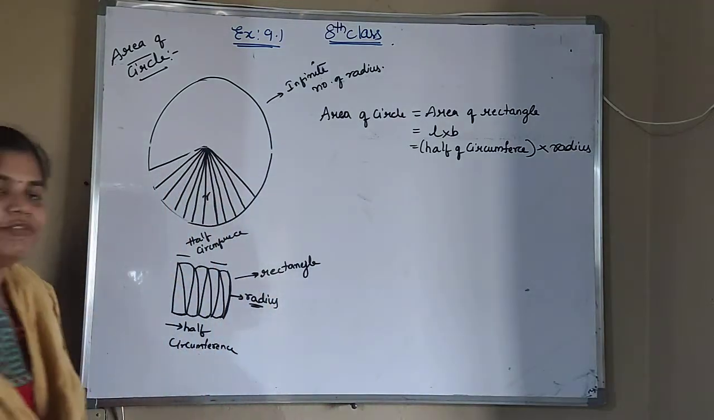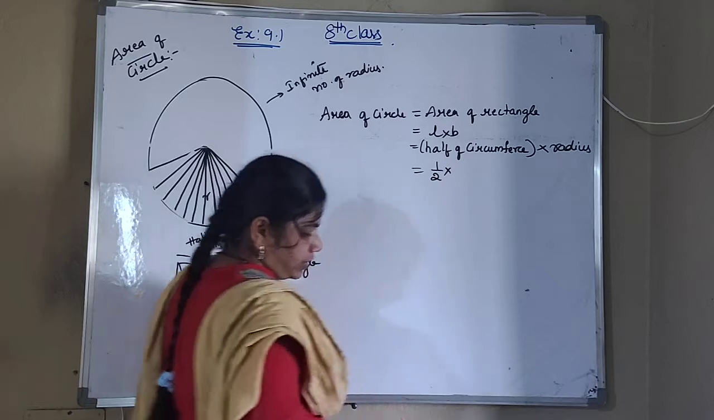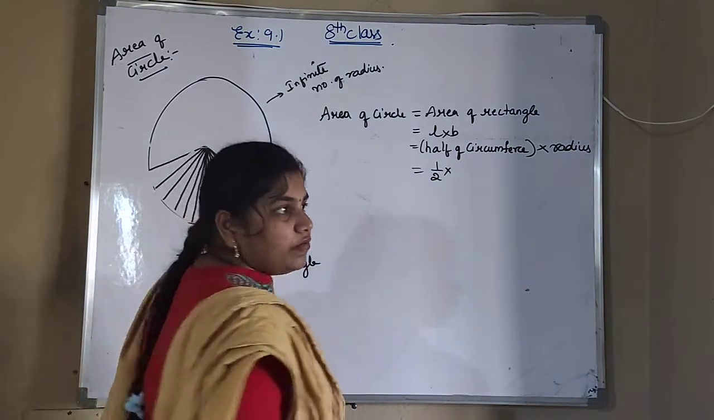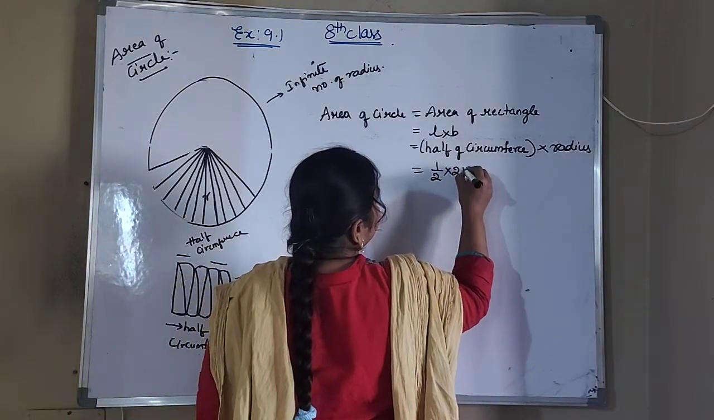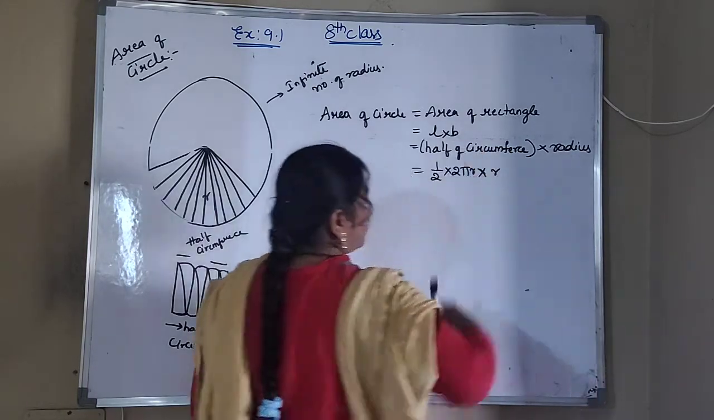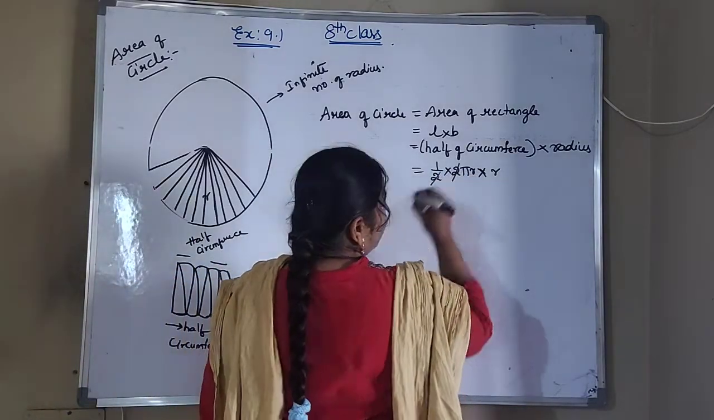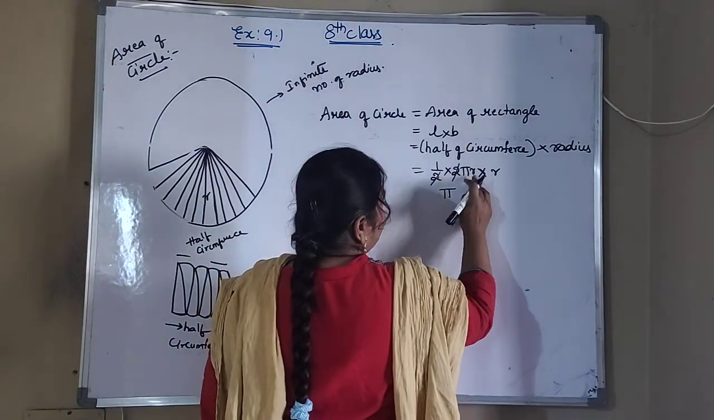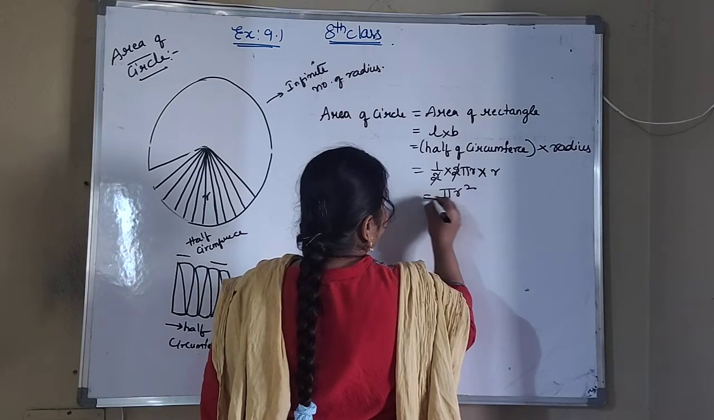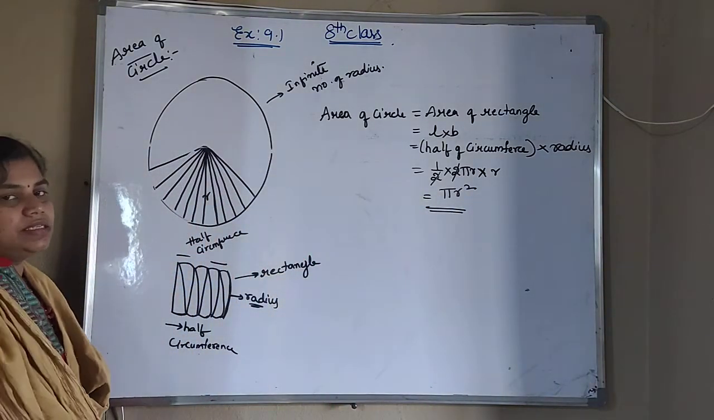Okay. So half is nothing but 1/2. Of is nothing but multiplication. And what is the circumference of a circle formula? That is 2 pi r, into radius, which is r. Okay, so what you got here? 2 will get cancelled. Pi r into r is r square. So you got the area of a circle formula as pi r square.